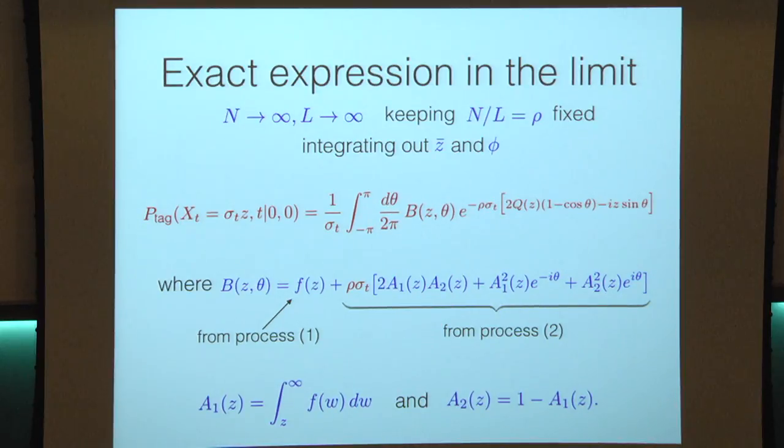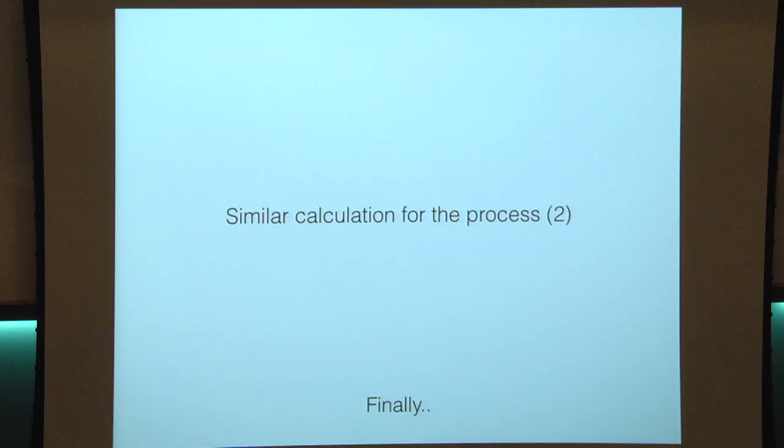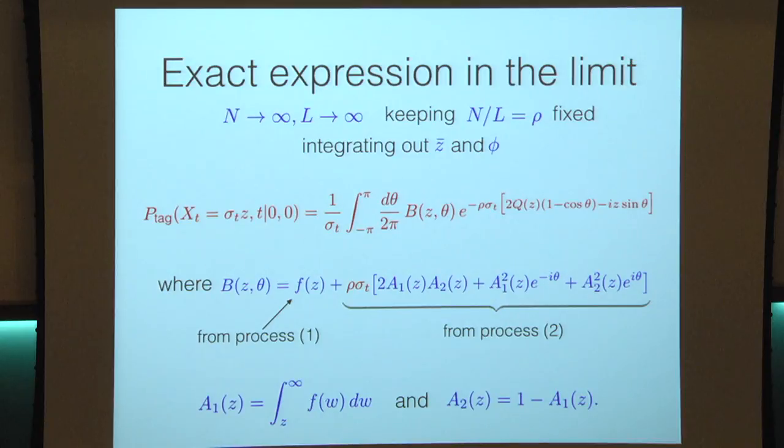This was initially for the joint distribution of x and y, but now I write it in new variables, one being the difference and the other being the center of mass. Once you write that down, I can integrate out the z bar and phi variables, and what you have is an exact answer. This is the exact answer for the distribution of the displacement of the tag particle position. One can in fact do the integration and write it in terms of a Bessel function, but I like this form better because you can see some structure there.